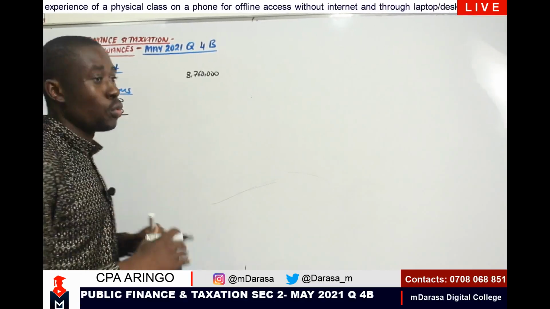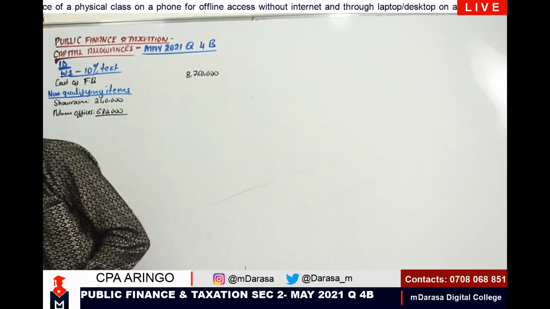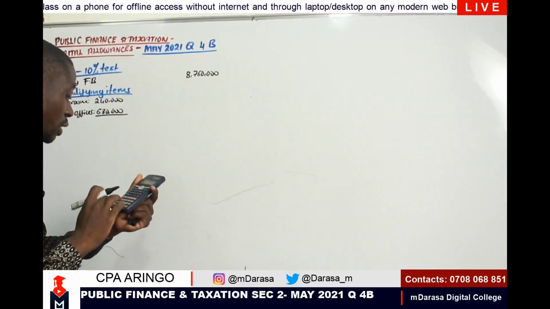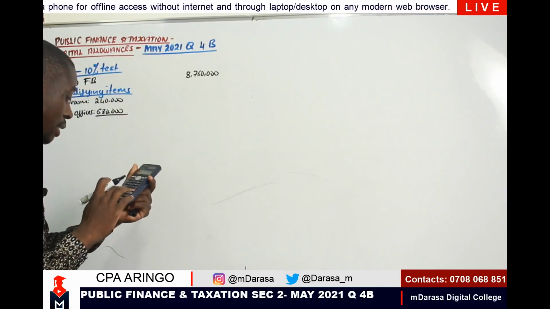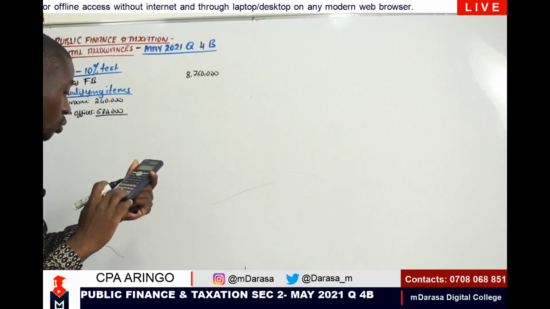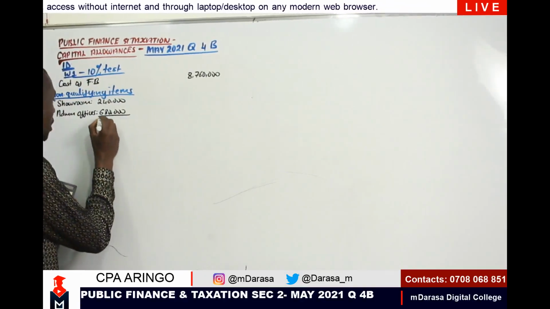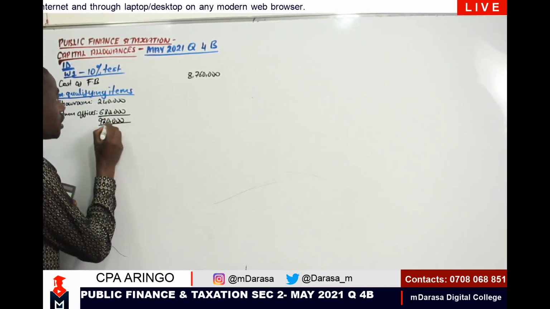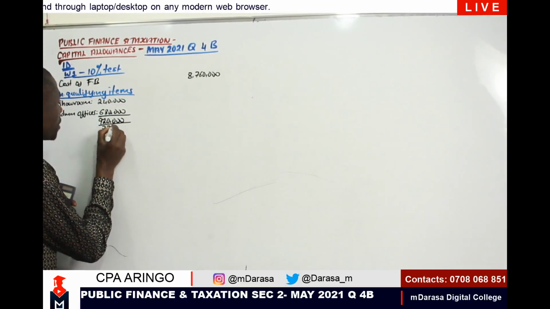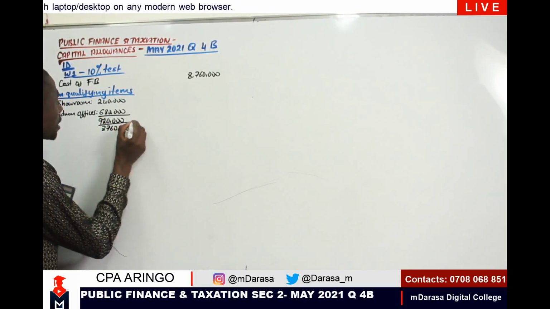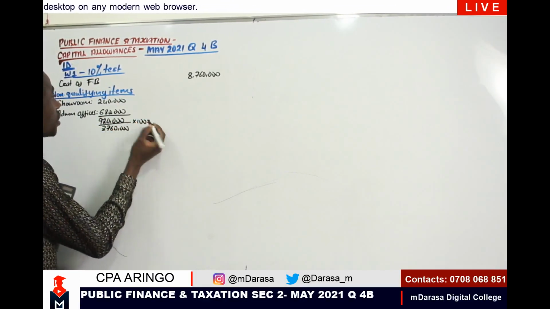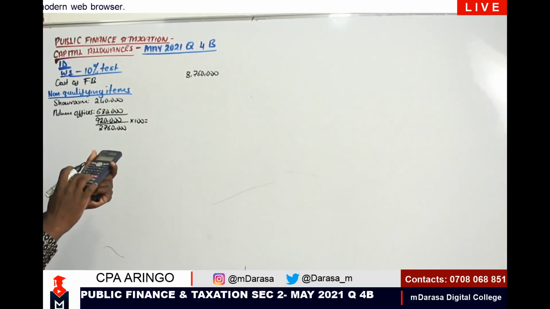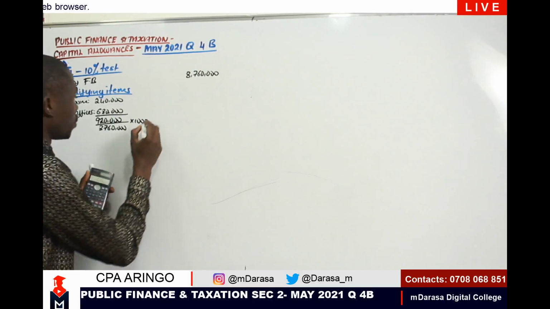680,000. So what will be the total cost, my good students? The total cost, you can clearly see we have 240 plus 680, which will give us 920,000. So determining the 10% test, 920 over 8760 times 100, this should give us what percentage? 920 divided by 8760 should give us 10.5%.